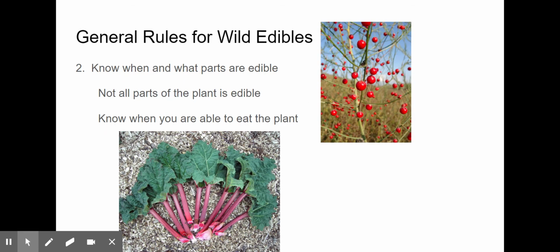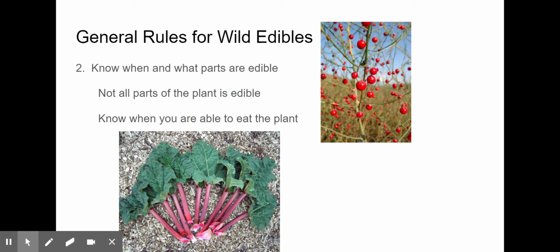So second off, we need to know when and what parts are edible for our plant. So not all the parts are edible. If you have an example, the rhubarb on the bottom there, we have the stem that is edible, and if you dip it in some sugar, it's a good summer treat. But the leaves are poisonous. So just because one part of the plant is edible doesn't mean the whole thing is going to be edible. So be really careful. Double check to see what parts are edible, what parts are not.